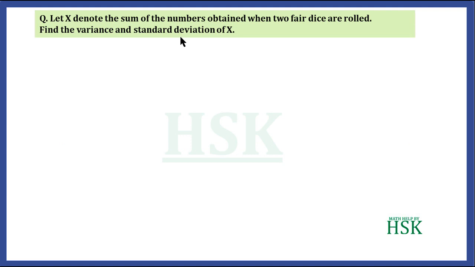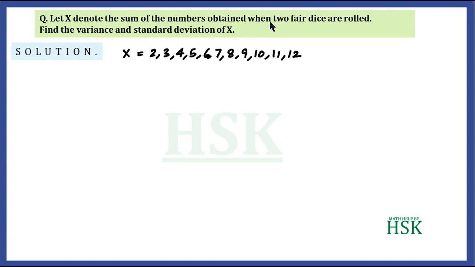To calculate variance and standard deviation, we require the probability distribution of X. Because X denotes the sum of the numbers obtained when two fair dice are rolled, X can take the values 2, 3, 4 and so on up to 12. The minimum number which can be obtained would be 1, 1, that is 1 on one die and 1 on the other die. So the minimum total would be 2 and the maximum total would be 12. That is why X takes the values 2, 3, 4 up to 12.